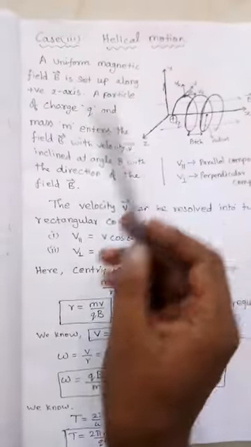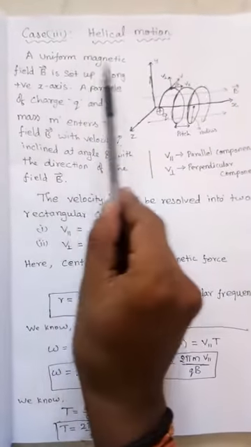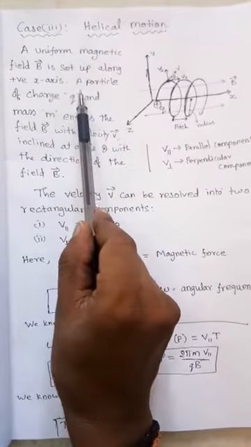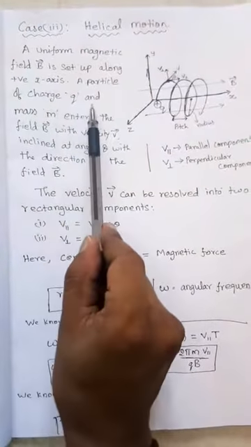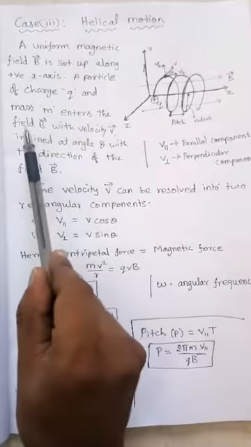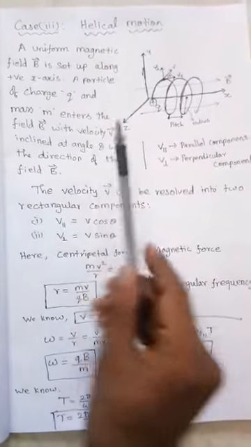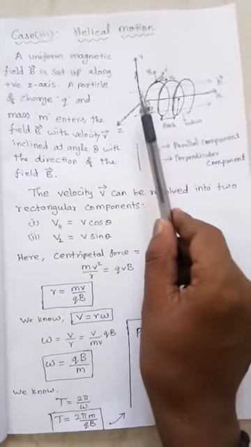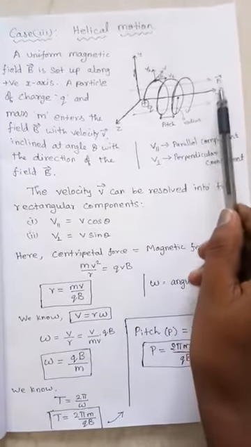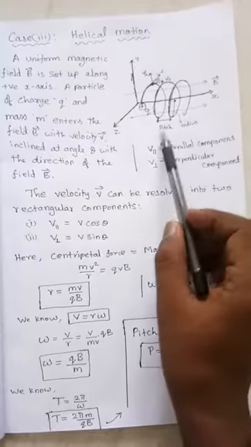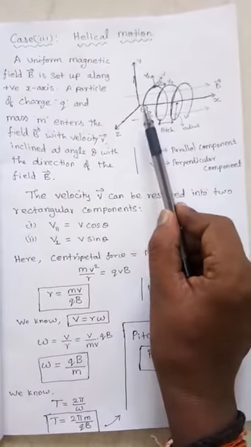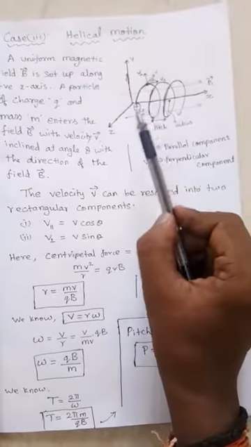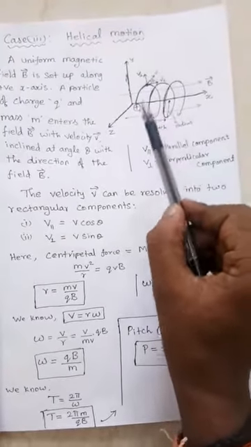helical motion. In helical motion, a uniform magnetic field B is set up along the positive x-axis. A particle of charge Q and mass m enters the field B with the velocity v. Here you see three coordinates, x-axis, y-axis and z-axis. The direction of the x-axis is the direction of the magnetic field B vector. Here one positive charge is present. When a positive charge moves inside the magnetic field, it experiences the Lorentz force. The Lorentz force produces circular motion.